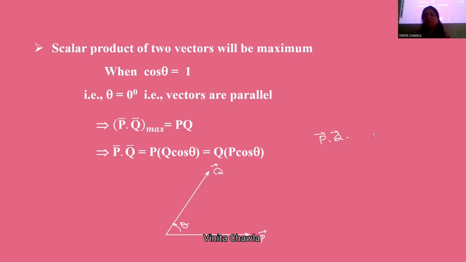The dot product of these two vectors is PQ cos theta. This is what we are doing. Right? So now what is this? We can write this as P into Q cos theta, or we can write this as Q into P cos theta. See, if I resolve this vector Q into its horizontal and vertical components, then how will we resolve?